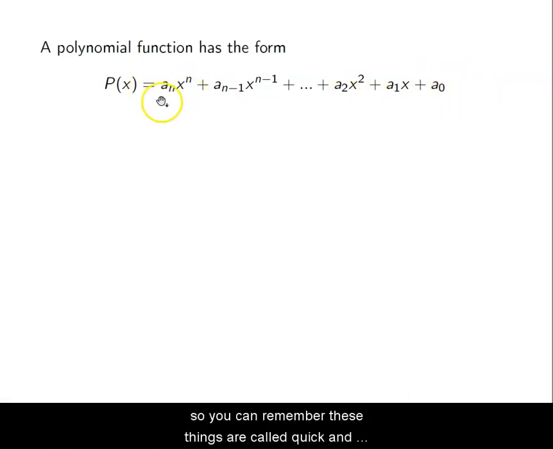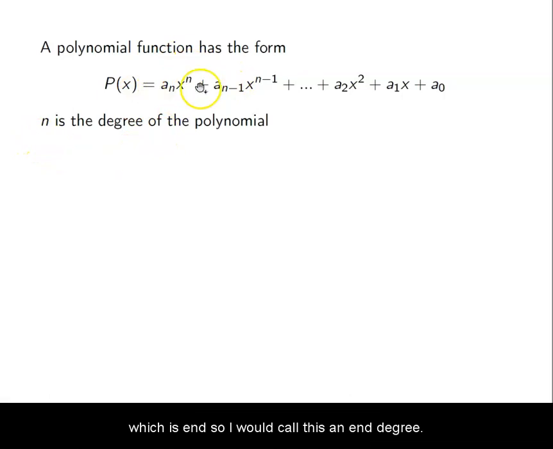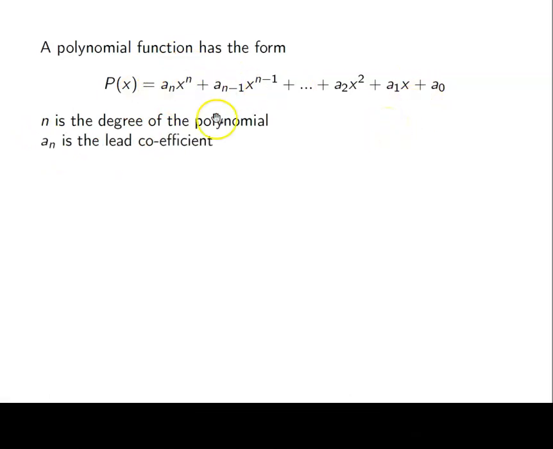Again, remember, these things are called coefficients, and we have a couple of very special things going on here. I think we talked about this in chapter 1 a little bit as well, so this is just a review. Here, instead of calling it f of x, we're calling it p of x, p for polynomial. The degree of this polynomial is the highest power present, which is n. So I would call this an nth degree polynomial.